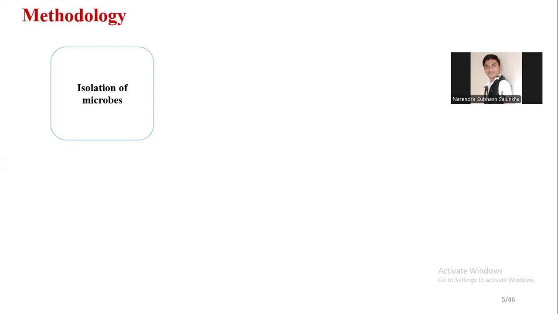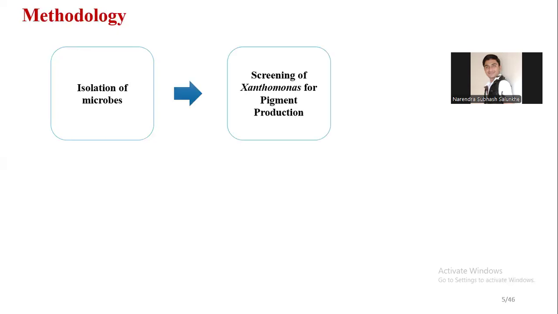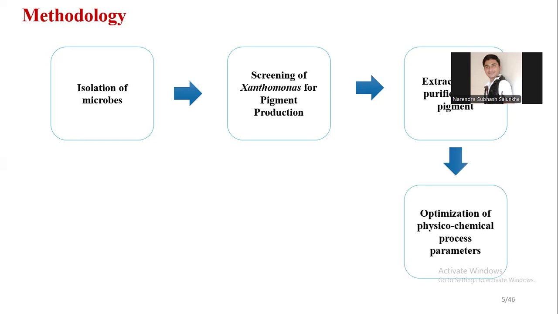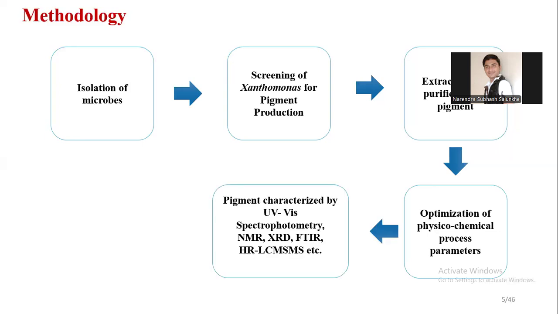Isolation of microbes for xanthomonadin pigment production. On the basis of yellow color intensity, I screened xanthomonadin pigment producers. Then extraction and purification of xanthomonadin pigment by column chromatography. Then optimization of physicochemical parameters by using one-factorial methods, like pH, temperature, carbon source, nitrogen source, and growth medium, which were optimized for xanthomonadin pigment production. Then the purified pigments were characterized by analytical techniques and explored for application in different fields.